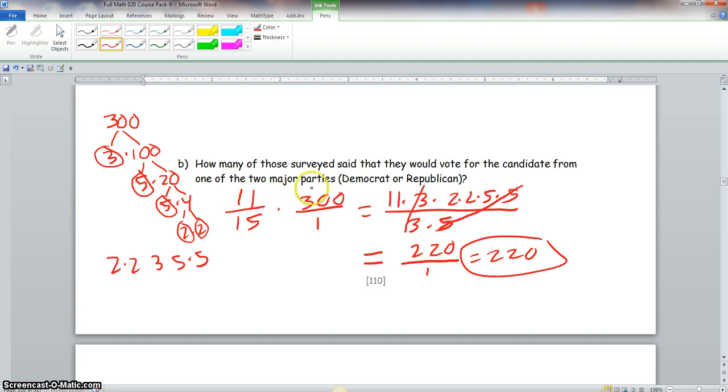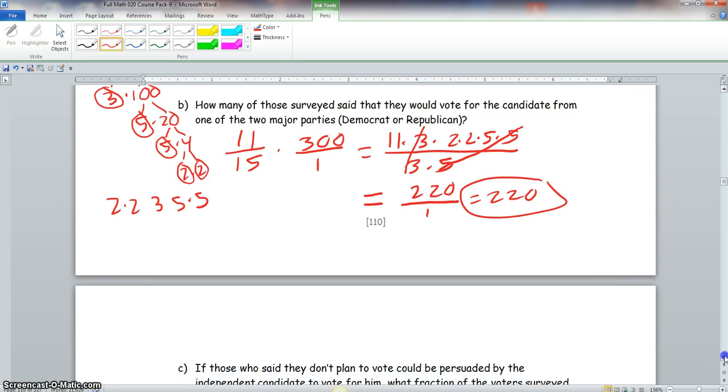So we would have 11, which is prime, times we have a 3, 2 2s, and 2 5s, which we have here. And our denominator, we know the prime factorization of 15 is 3 times 5. These 3's simplify out, these 5's simplify out. 11 times 2 is 22, times 2 is 44, times 5 is 220. So 220 divided by 1 is 220.